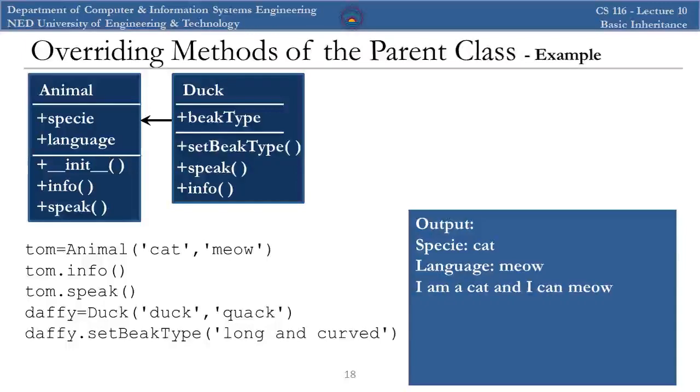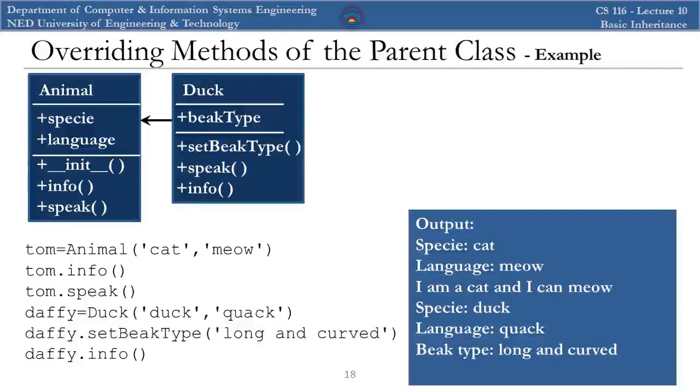Okay, now let's print this info. Now again, as I told you earlier, since there is a method called info in child class duck, and defi is an object of this same class, info from class duck will be called. So it should print 3 lines. And here are those: species duck, language is quack, and beak type is long and curved. And for speak also, we have already seen it. It should print quack quack quack, and here's the output.